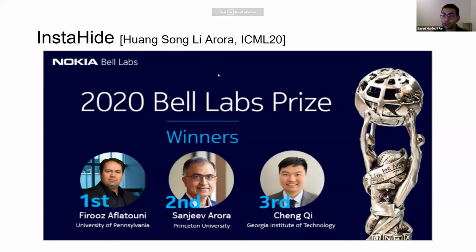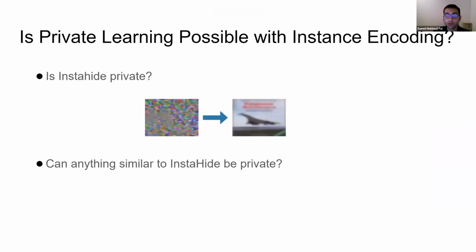One instantiation of such an instance encoding mechanism is InstaHide, which was introduced at last year's ICLR. InstaHide proposes a way for achieving privacy without sacrificing accuracy or efficiency, and they actually won a Bell Labs prize for their contribution. However, the privacy of their scheme is not well understood yet. So in this work, one of our goals was to first understand how private this InstaHide algorithm is, and we also wanted to have a more general treatment of the privacy of the instance encoding idea.